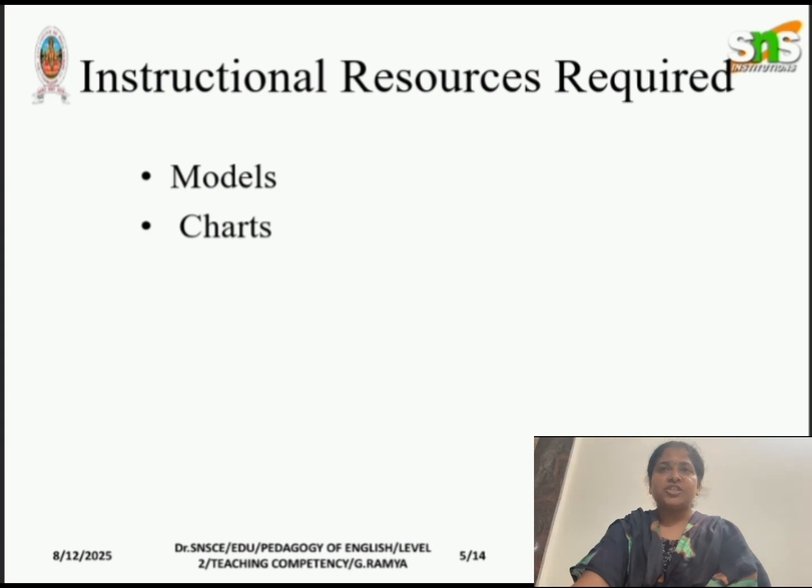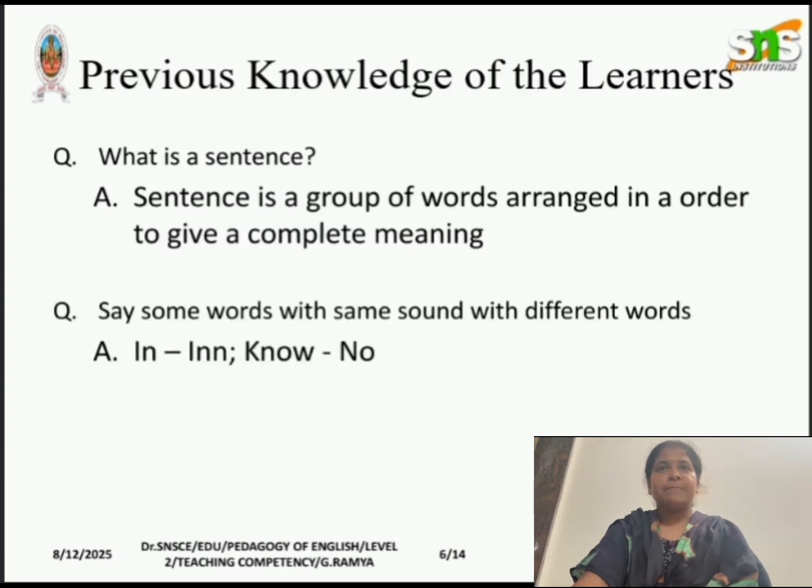Next comes the instructional resources required. So in this particular topic, we are choosing models and charts as the teaching aids. It can be called as instructional resources or else instructional materials or teaching aids.